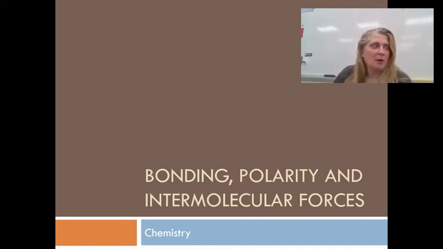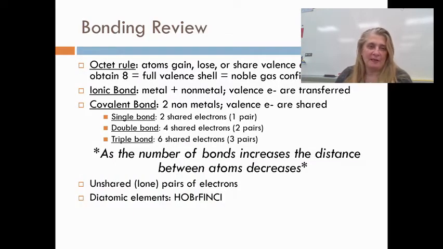Okay, AP Chem. Today we're going to do a review of the things that we learned in the bonding unit. So let's start from the beginning. When we create these drawings that are supposed to represent the molecules, there's a couple things that we need to remember. The first one is the Octet Rule. And the Octet Rule is for most normal compounds. What that means is that atoms gain, lose, or share valence electrons to obtain 8 or a full valence shell and have a noble gas configuration.